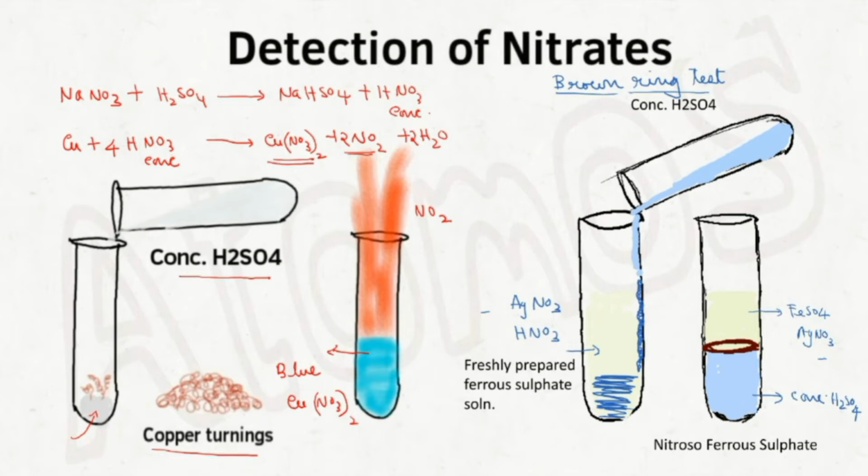If you do not disturb the test tube, you can see that the reaction between these two liquids takes place only at the junction. Both solutions react together where they meet, resulting in the formation of a brown compound. That is nitrosoferrous sulfate. What is its chemical composition? That is FeSO4.NO. This is what we call the brown ring test. If a brown ring forms at the junction of these two liquids, that confirms the presence of nitrate ion, NO3 minus, in the solution.